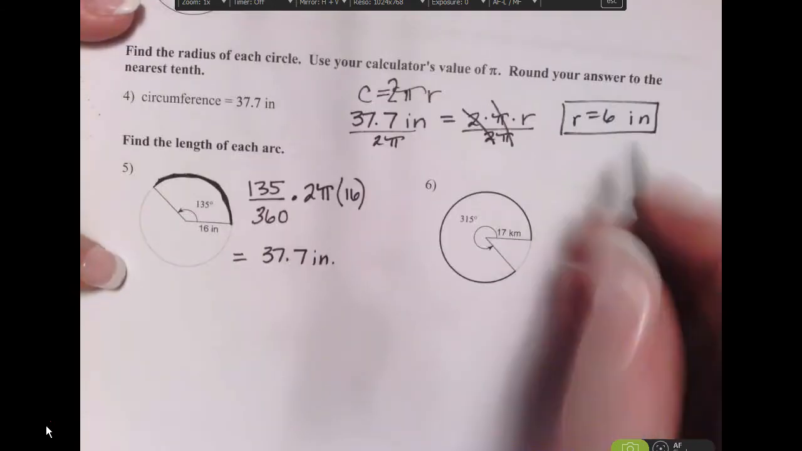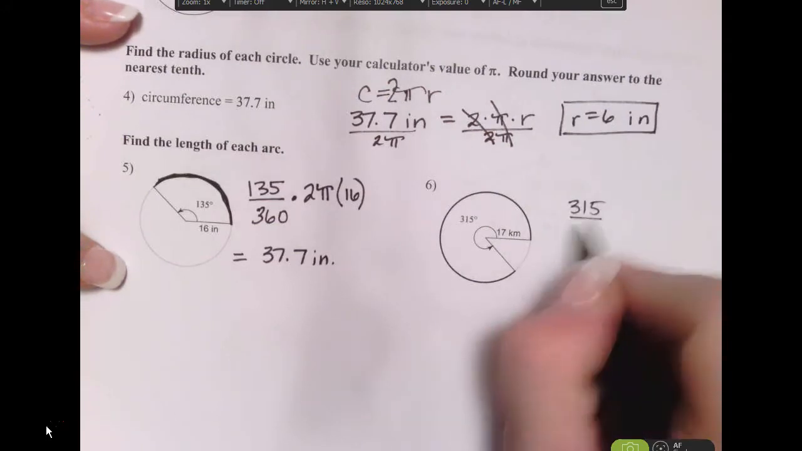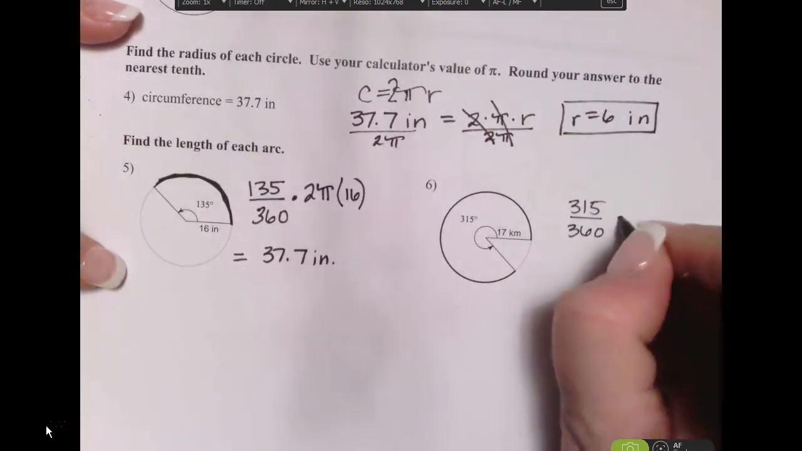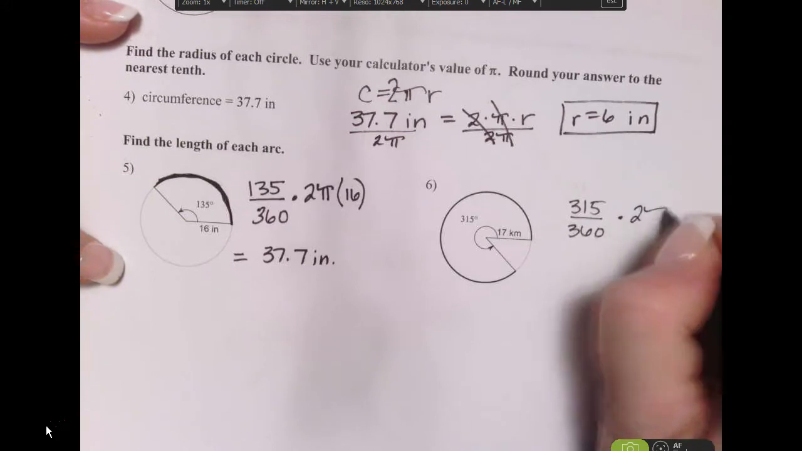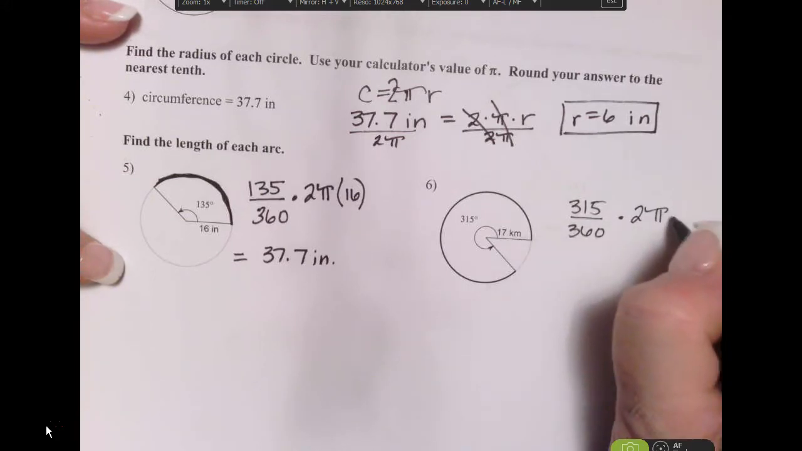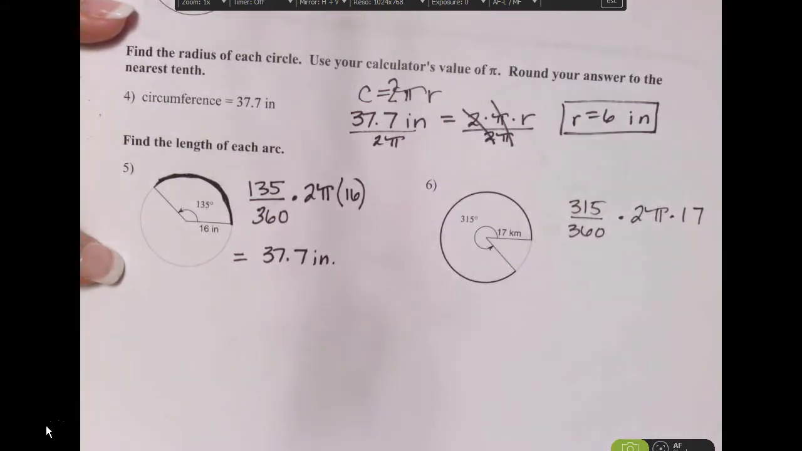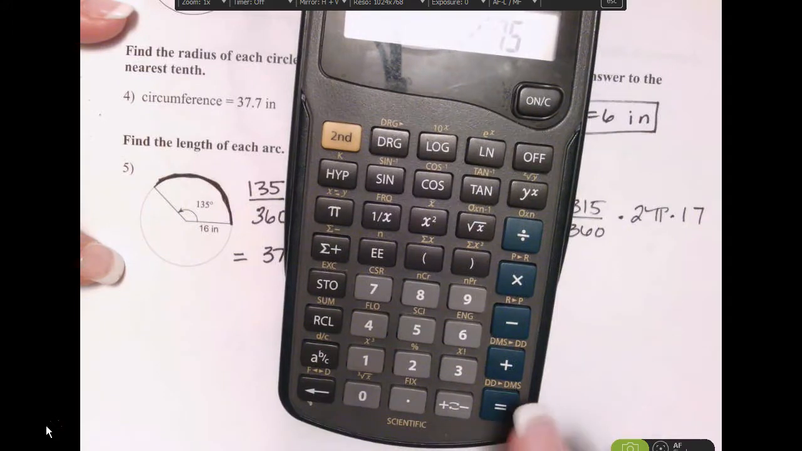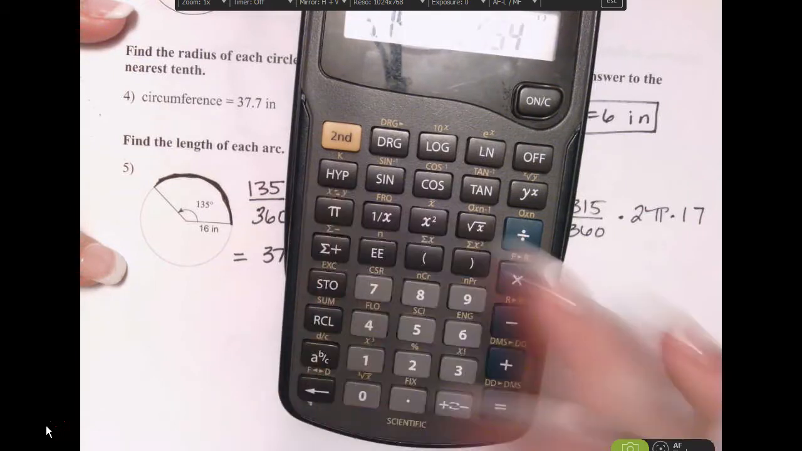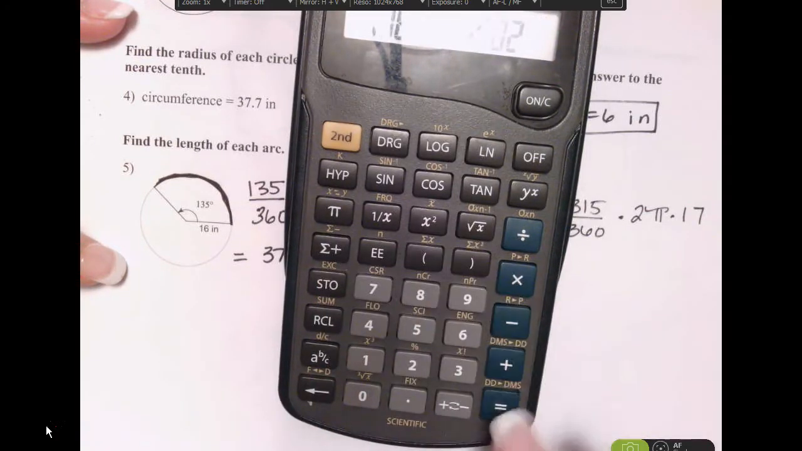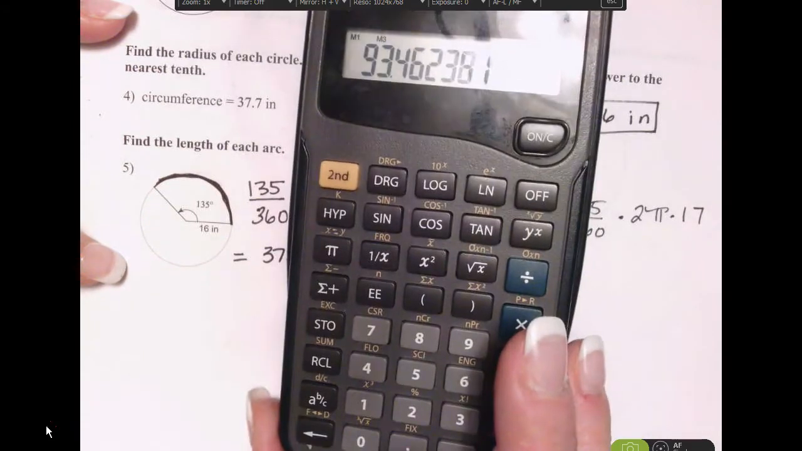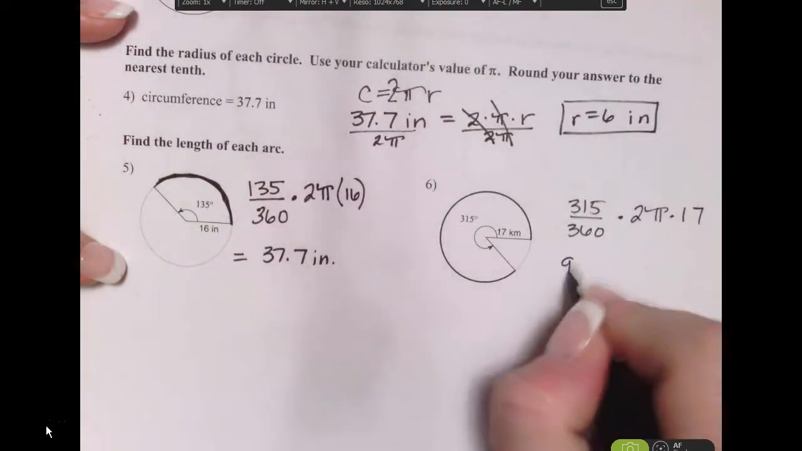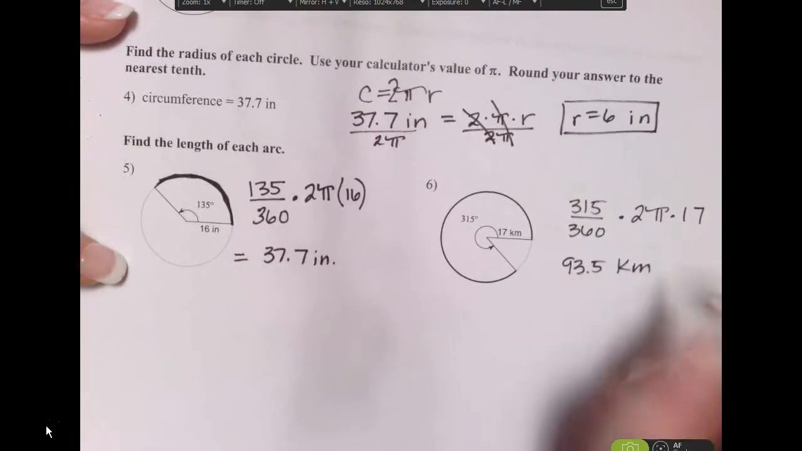inches. In number 6, I'm going to use the same formula, 315 out of 360 times 2 pi r, and in this case the r is 17. So 315 out of 360. Now multiply that times 2 times pi times 17. Notice I put all that in parentheses just in case. So that equals 93.5 kilometers.